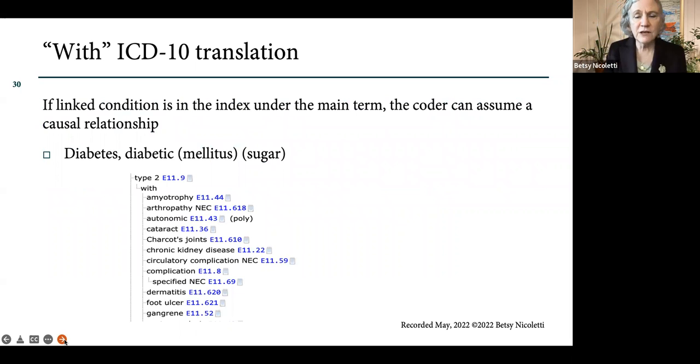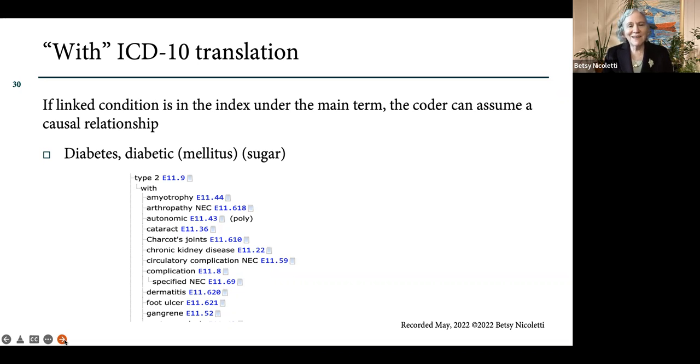So I've been talking about diabetes. I should have used some other examples here, but here we have from the index: if the linked condition is in the index term under the main term, the coder can assume a causal relationship. So if in the assessment, the physician chose diabetes type 2 uncomplicated E11.9 and also chose a code for a cataract, I can assume that they're related following the ICD-10 guideline and select type 2 diabetes with cataract.